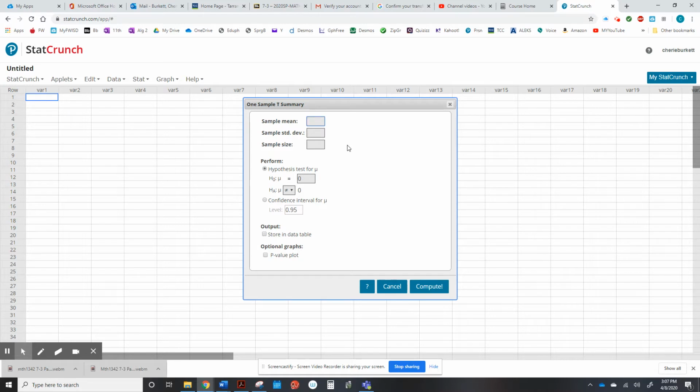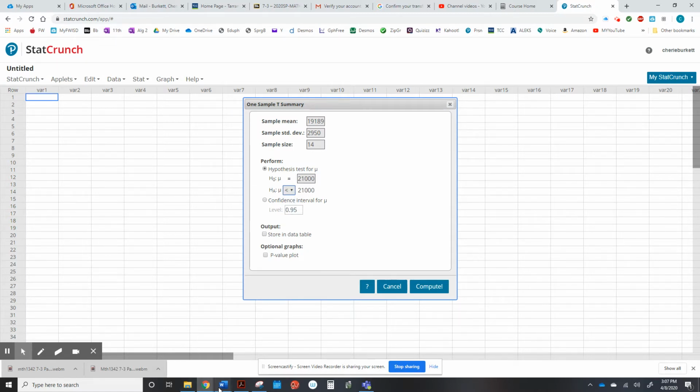The sample mean was 19,189. The sample standard deviation was 2950. And the sample size was 14. We are doing a hypothesis test, so they want to know what hypothesis we are testing. What number are we testing? It's 21,000. And for our alternative hypothesis, the alternative is the one that does not contain equality. So which symbol did we use: the not equal to, the less than, or the greater than? Our alternative was less than.